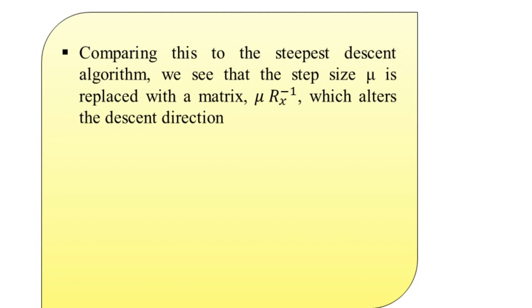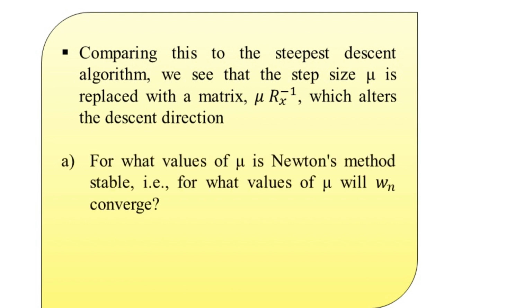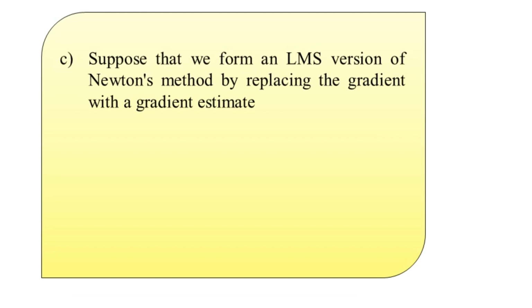and we see that the step size is replaced with the matrix denoted. And now let us focus on to the part A. The part A is for what value of mu is the Newton's method stable, that is for what values of mu will Wn converge here. So let us answer this particular part here. So after parts A, B, C and D here, we have to give a solution to part A.